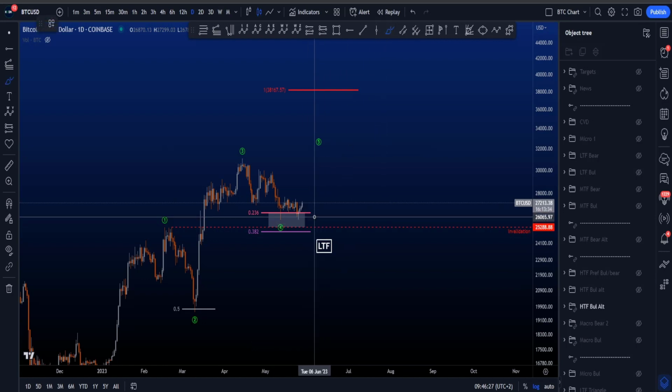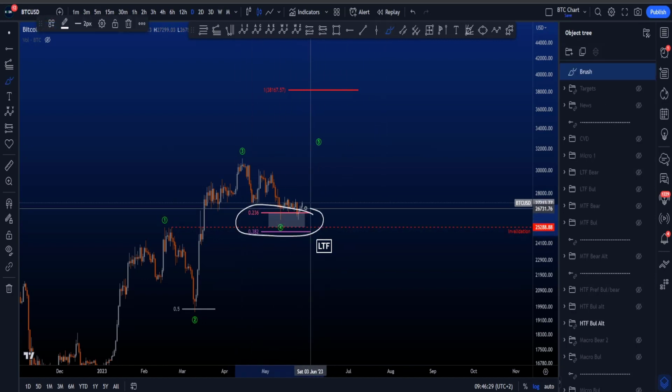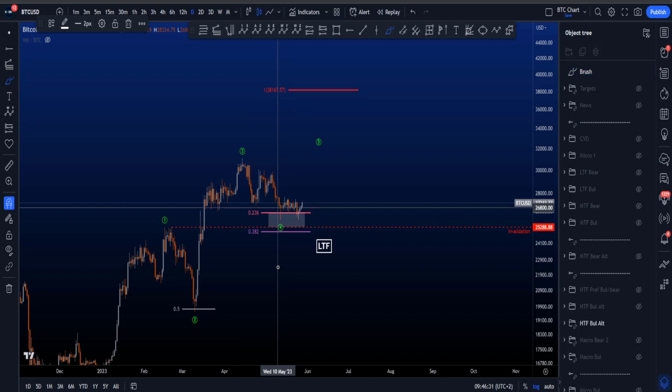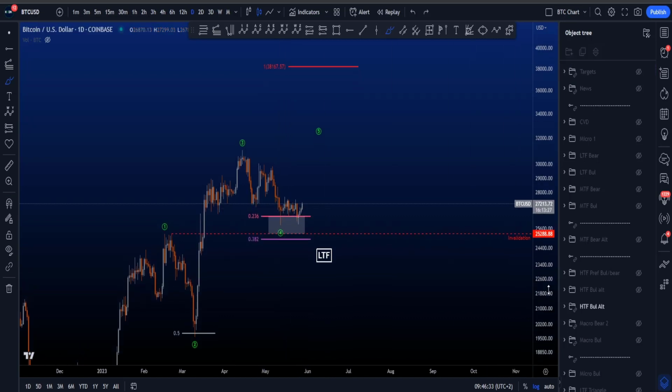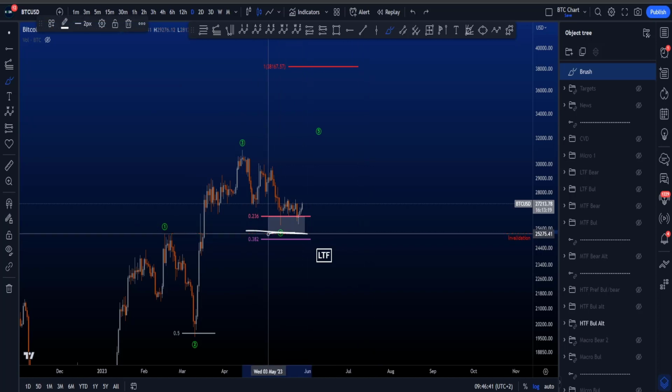And the most common target area for a wave 4 if wave 1 is extended is between the 0.236 and the 0.382. However, in an impulsive structure, you don't like to see wave 1 and wave 4 overlapping unless it is a diagonal, but that is already invalidated. So in this scenario, the invalidation is very close to where price is at, 25.3k.